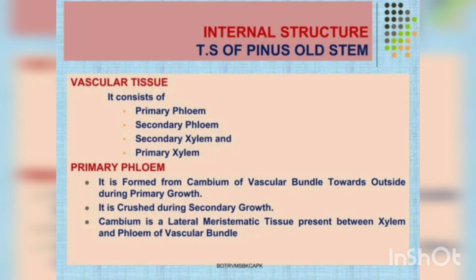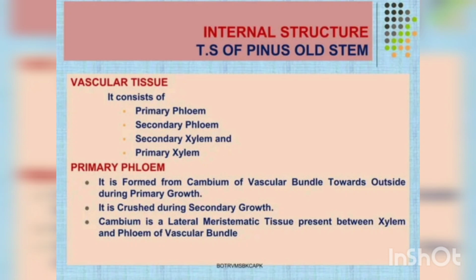Below the secondary cortex, we can see that the vascular tissue is present. The vascular tissue consists of primary phloem, first layer; secondary phloem, second layer; secondary xylem, third layer; and primary xylem, fourth layer. Primary phloem is the first form, that is, which was present in the primary structure.